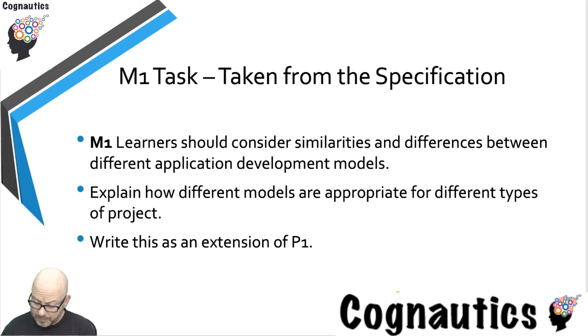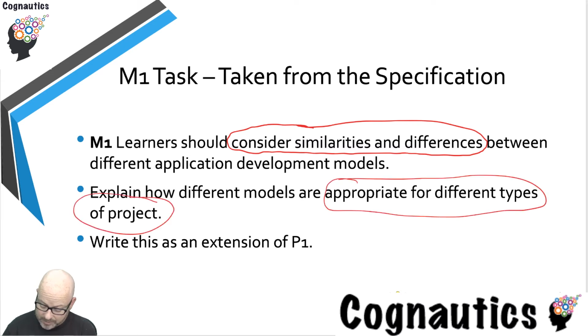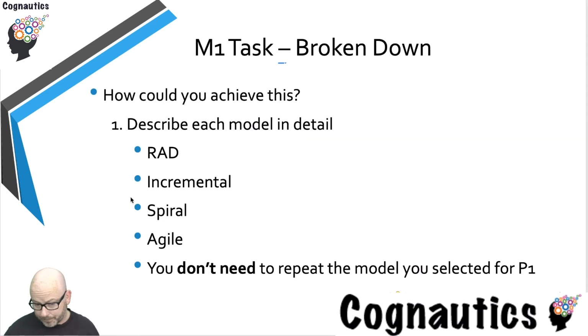The first step is that you need to consider the similarities and the differences between the different models we've looked at. So we're talking about RAD, spiral, waterfall, and so on. In addition to that, you need to explain how these models are appropriate for different types of projects. So, let's break this down further into what you actually need to do.